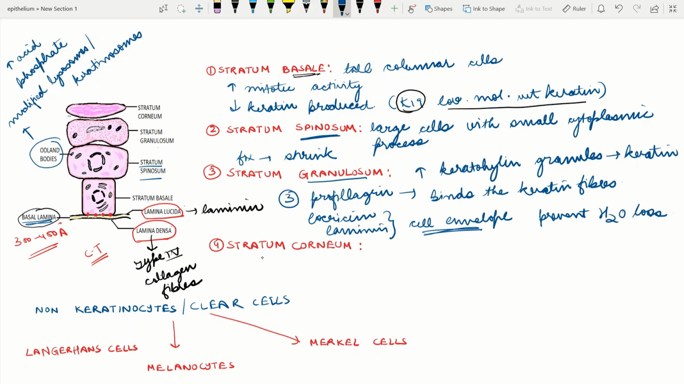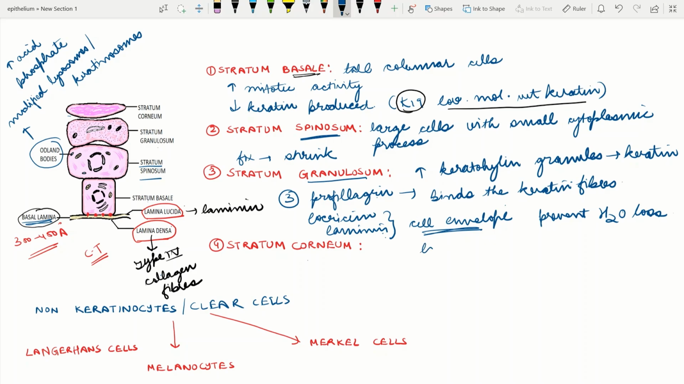There is one more thing about stratum granulosum. We have already discussed the proteins that you will see here: profilaggrin protein, loricrin and involucrin. The profilaggrin protein binds the keratin fibers, and the loricrin and involucrin proteins form the cell envelope which prevents the water loss.